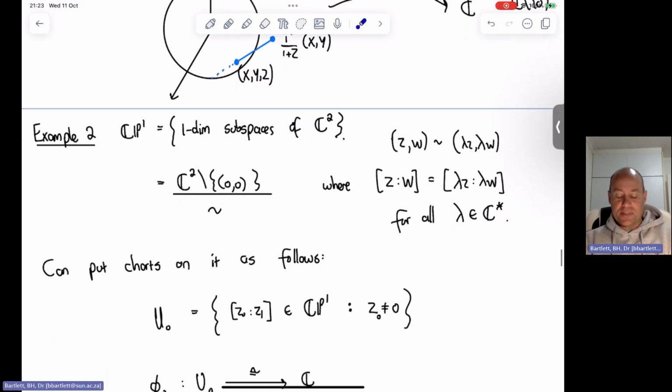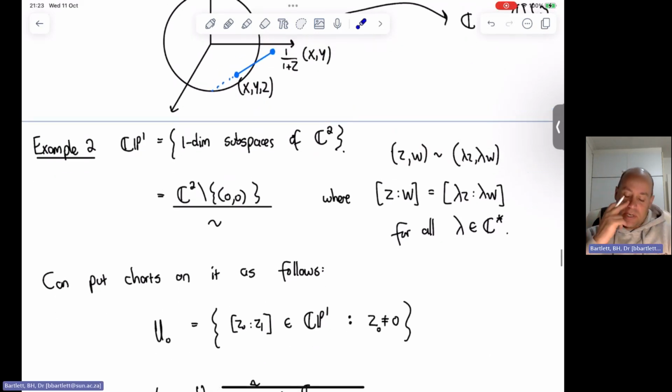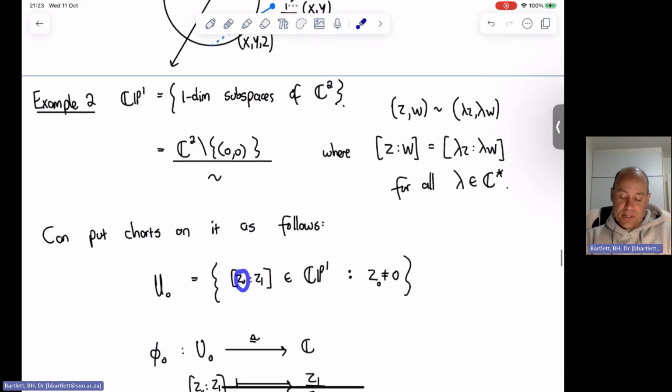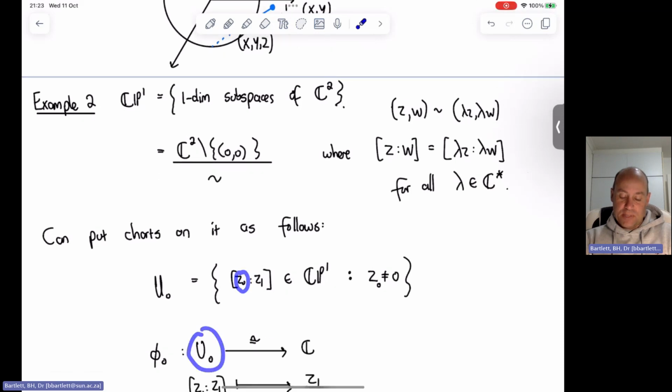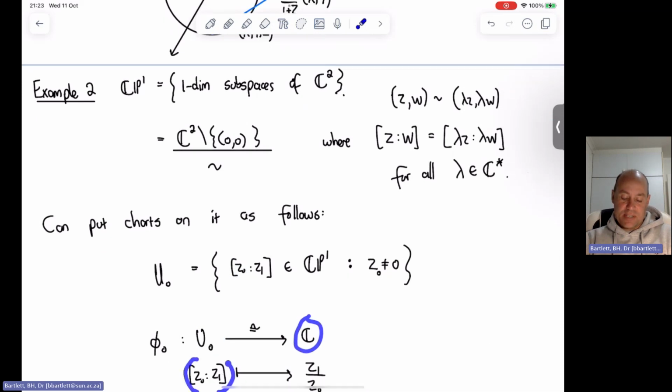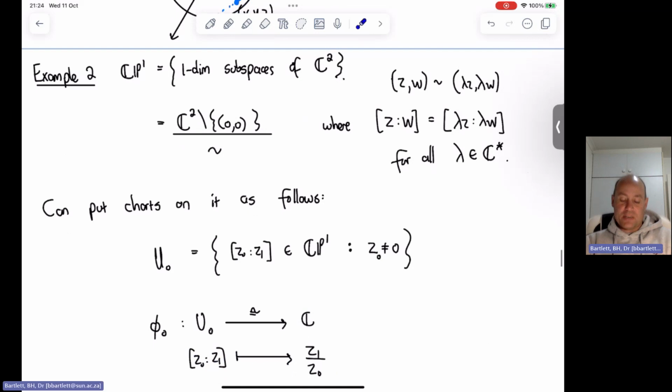So how do I think of this as a complex manifold? Well, I've got two charts. The one chart is where this first coordinate in the homogeneous coordinate is non-zero, because if this first coordinate is non-zero, then I have a bijection between such points and the complex numbers. Why? Given such a point, where the first coordinate is non-zero, I can map it to the second coordinate divided by the first coordinate. All right. Why is that well defined?